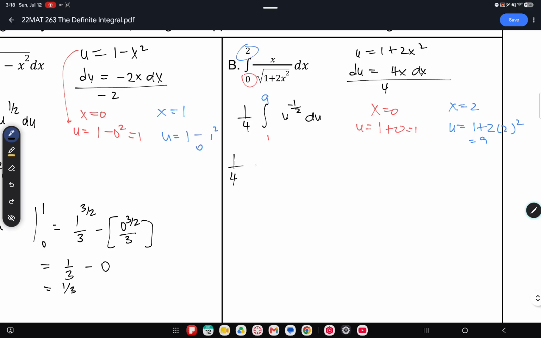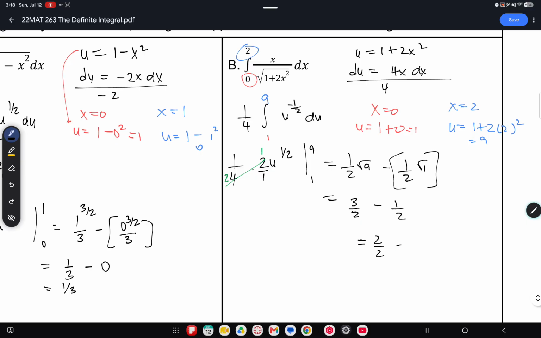And then I can integrate. So add 1 and then divide by the new power. And then evaluate from 1 to 9. So let's do a different color here. That reduces to 1/2, right? So I have 1/2 times square root of 9 minus 1/2 times the square root of 1. So that's 3/2 minus 1/2, which gives 2/2, which is 1, right?